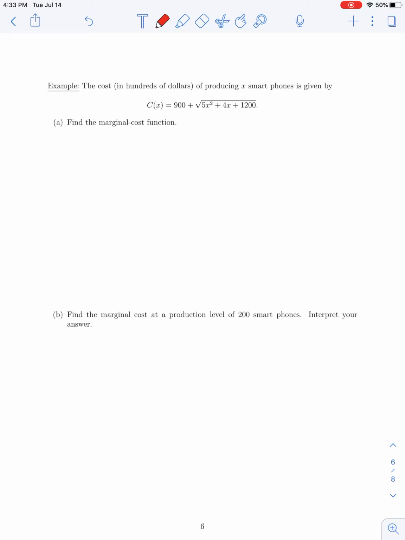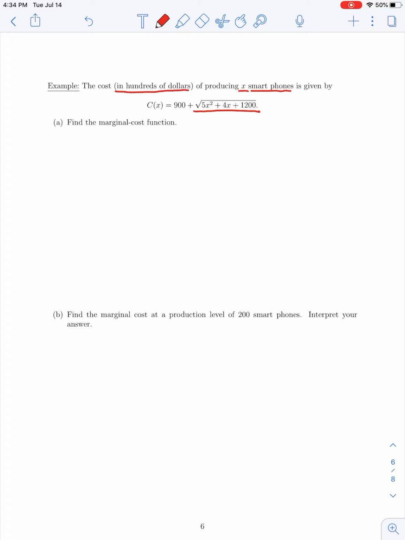So in this first problem we're told that the cost, measured in hundreds of dollars, of producing x smartphones is given by the cost function C of x, which is 900 plus the square root of this polynomial. As soon as we see the square root of a polynomial, we recognize this as a composite function. There's a function buried within another function. So we know right away that we're going to need the chain rule if we want to differentiate.